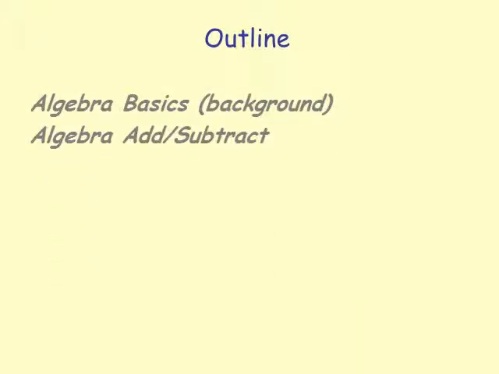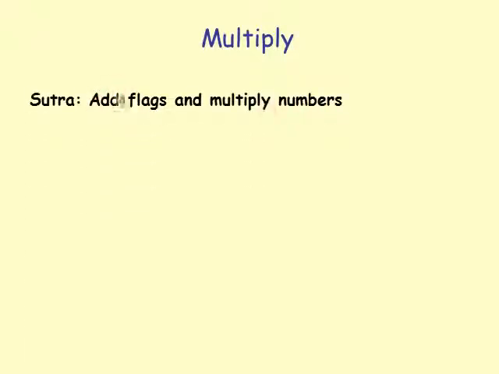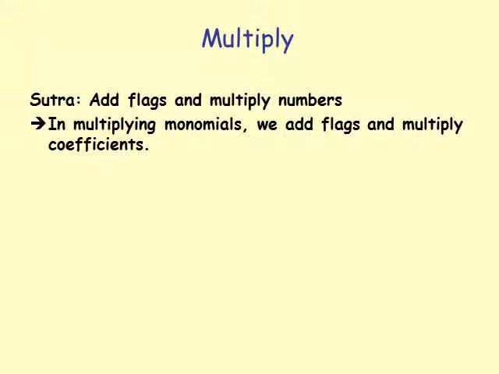Go to the next section here, which is multiplication. Okay, let's do some multiplications here. The sutra is: add flags and multiply numbers. Flags are the power values and numbers are coefficients. So let's see what I mean. When we're trying to multiply monomials, single terms, we add flags and multiply the coefficients.